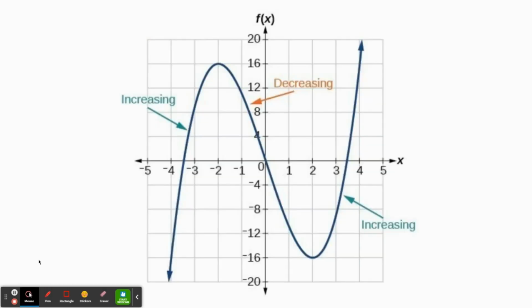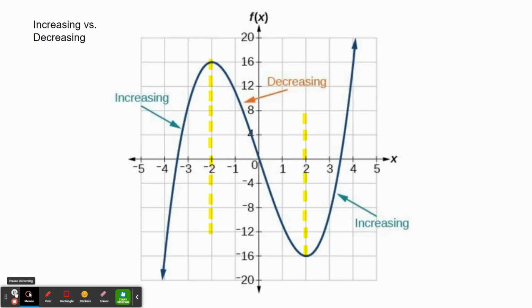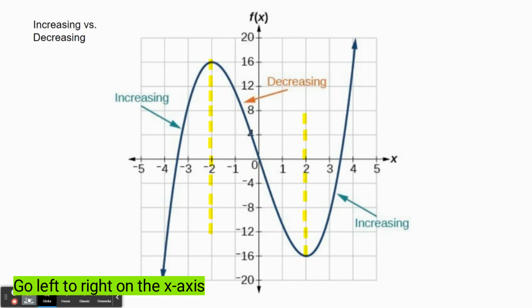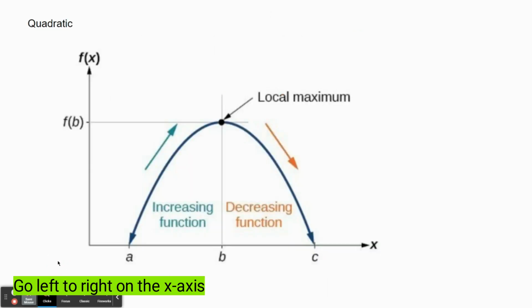Sometimes a question will ask you, where is the function increasing? Where is it decreasing? So in this particular function, it looks like it is increasing from negative infinity, and I'm talking about the x values. When x is negative infinity all the way to negative 2, this function is increasing. But between negative 2 and 2, it is decreasing. But as x is greater than 2, it starts to increase again.